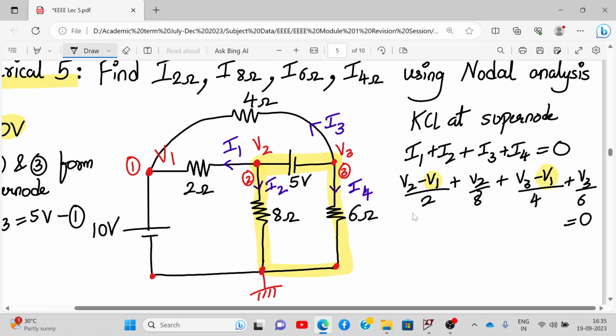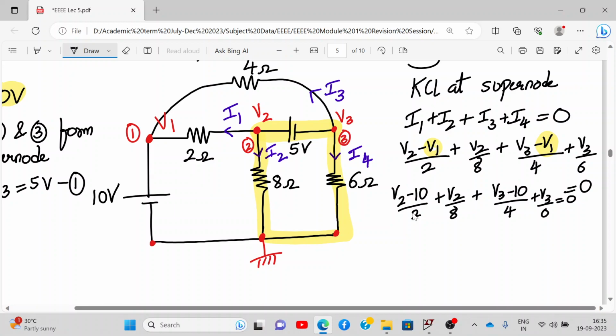Okay. So here we write it as (V2 minus 10) upon 2 plus V2 upon 8 plus (V3 minus 10) upon 4 plus V3 upon 6 is equal to 0. Alright, so let's dissect it further. This will be 0.5 V2 minus 5, 1 upon 8, it will be 0.125 V2. Here we'll get 1 upon 4 is 0.25 V3. 10 upon 4 will be how much?